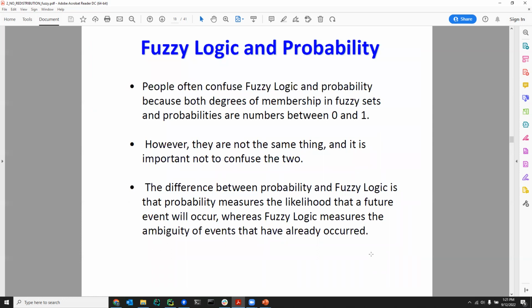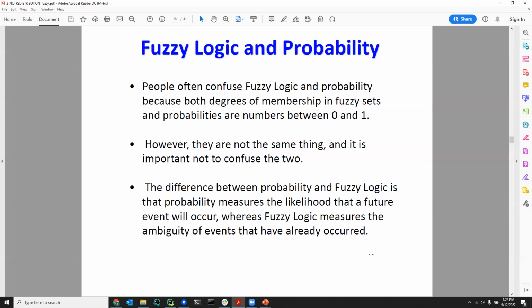I do want to highlight that fuzzy logic and probability are different. Many people confuse them because both give you values representing set membership in different ways between 0 and 1. However, they are not the same thing, and it's important not to confuse them. The difference is that probability is prescriptive and measures the likelihood that you'll fall into a Boolean set. That event being a Boolean set, true or false, that is the probability is talking about how likely it is that you fall within that Boolean set.